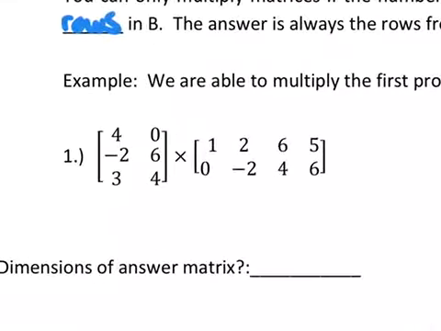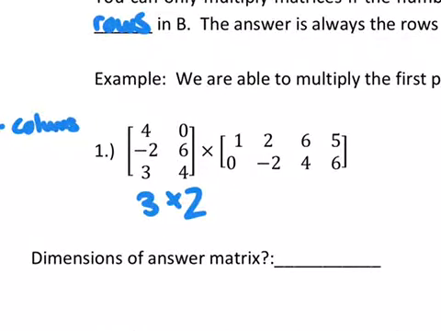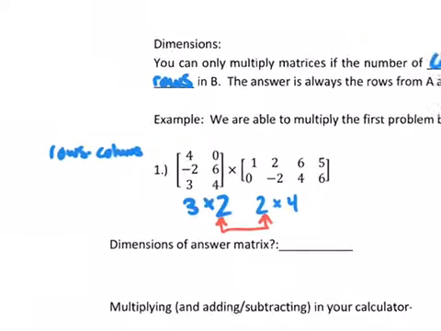Look at the dimensions. Remember, dimensions go rows by columns. So this is a 3 by 2 matrix. Okay, so I'm going to write out my 3 by 2. And then this matrix here is 2 rows and 4 columns. This is what tells us that you can multiply matrices.